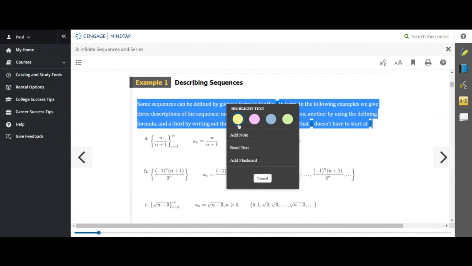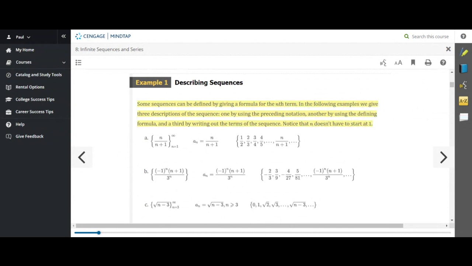Now they comment here that this is example 1. Some sequences can be defined by giving a formula for the nth term. Pretty much all sequences have some kind of pattern to them, but sometimes you can put a formula. So in the following examples, we give 3 descriptions of the sequence. You see there an A.